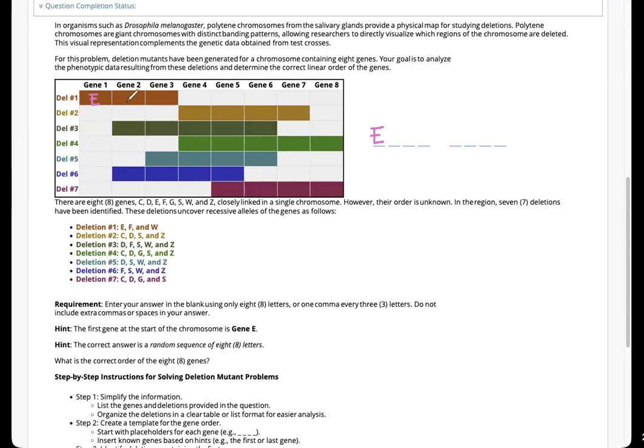If we're just kind of systematically working over, looking at deletion 1, we know that it's EFW, which is the same thing we learned from our multiple choice answers. So I don't know the order, but I can put them in parentheses as FW. Sorry for the bad handwriting. We can figure out the order later.